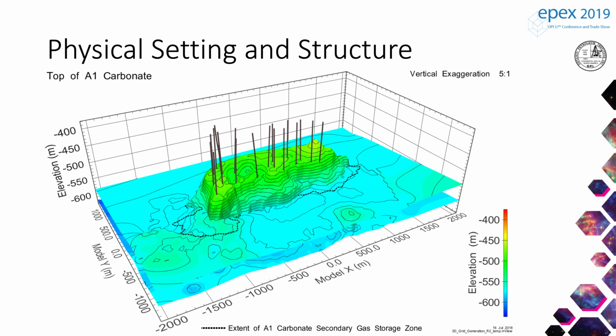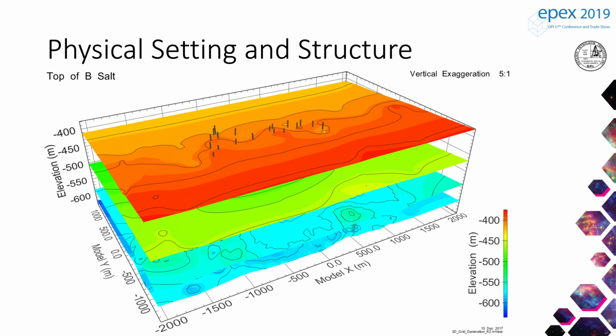This is the top of the A2 carbonate, which comprises part of the caprock formation. Finally, here's the B salt. So it gives you a bit of an idea. Obviously, there's lots of layers in between those, but anyway, you can get a sense of the overall 3D structure.